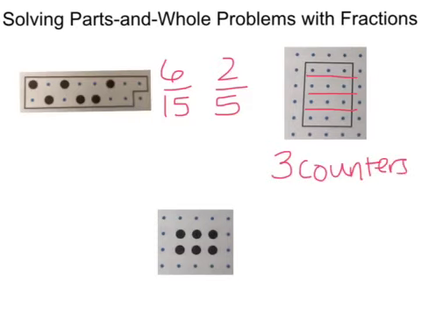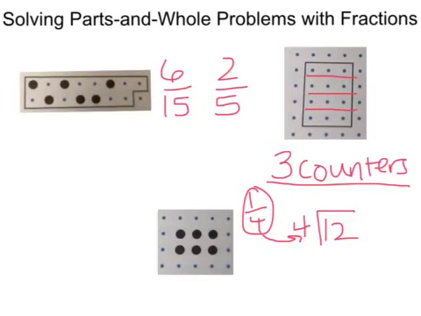The other thing I can do is take the number 12 and divide it by 4, because the fraction we're looking for is 1/4. This is why I would go through and divide by 4. Either one of these methods is going to give us the same answer, that 3 counters is 1/4 of that set.